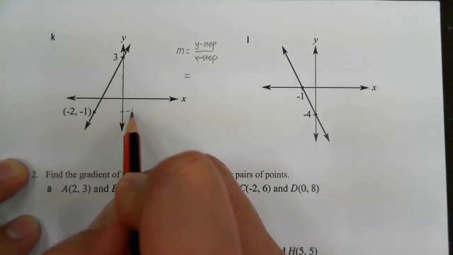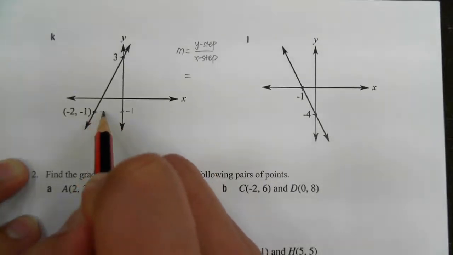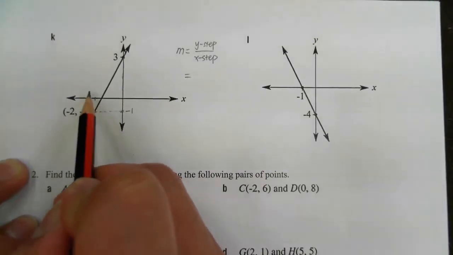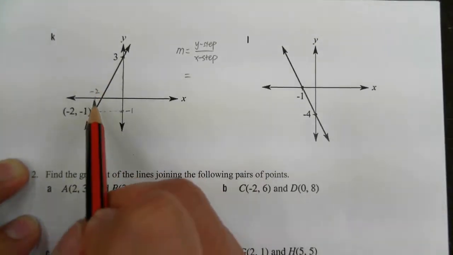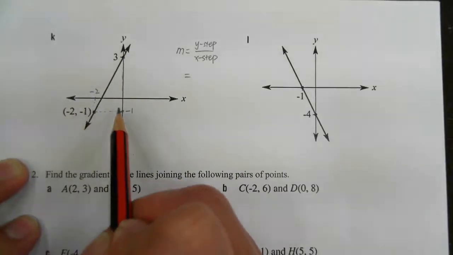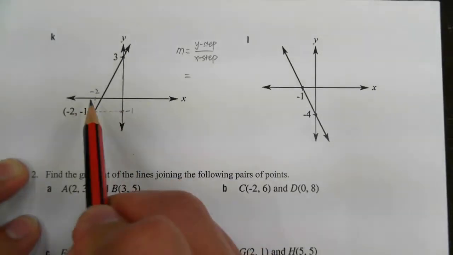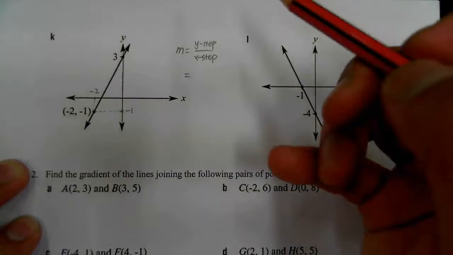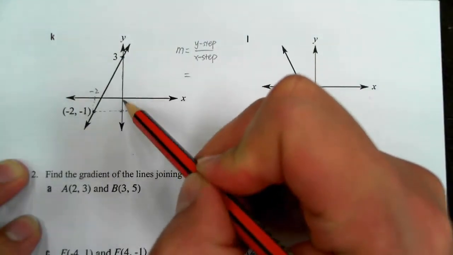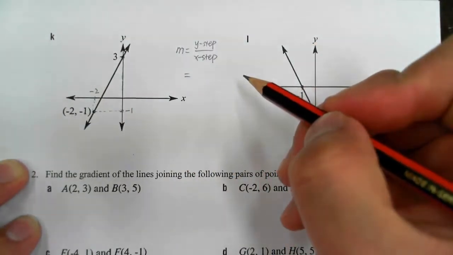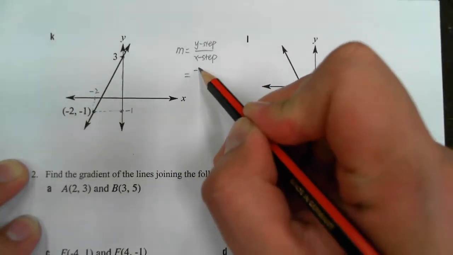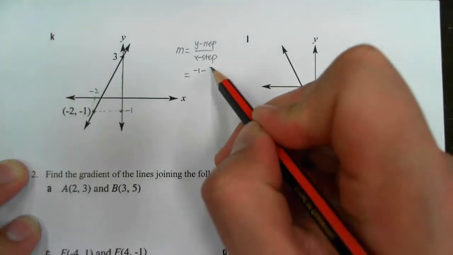So here is -1. Alright, and then I go to the left. If I go to the left, that means this point is -2. So I use the coordinates to find -1 is here and -2 is here. Now we can start doing the y step and the x step. For the y step, I go down from 3 to -1. According to what we talked about in the last video, we use the ending point, which is -1, take away the starting point, which is 3.